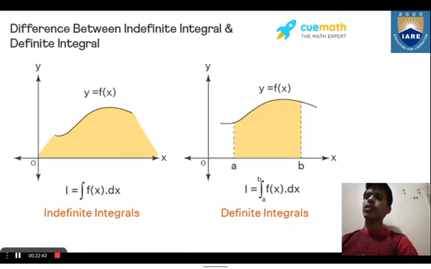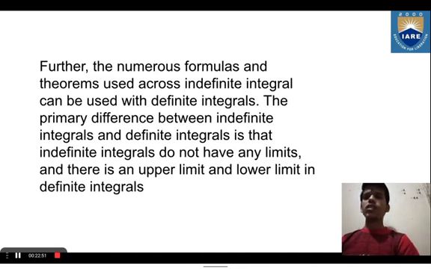So this is the difference between indefinite integral and definite integral. It has no range, but it has particular limits, that is a to b. Now further, numerous formulas and theorems are used across. We can find the indefinite and definite integrals with different methods, using whichever is applicable.